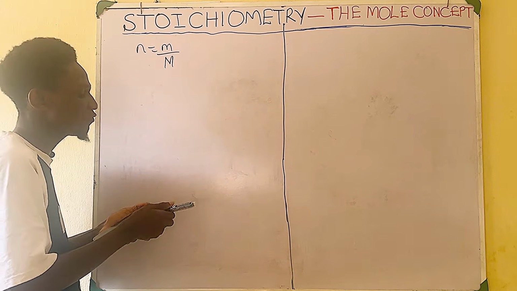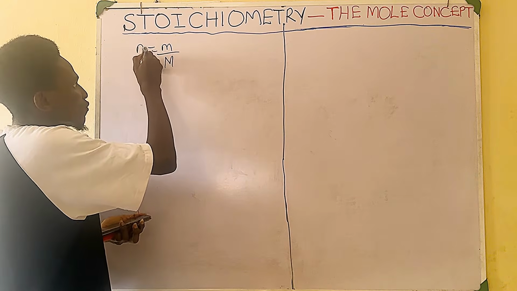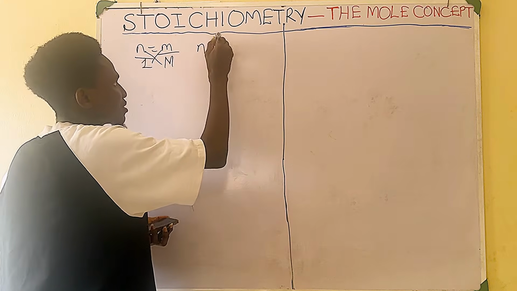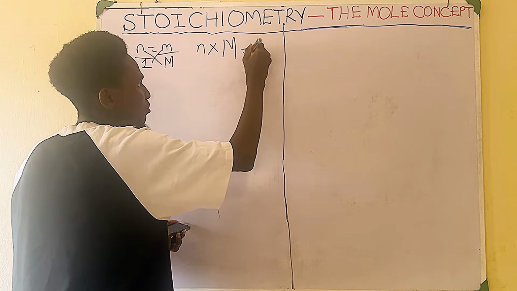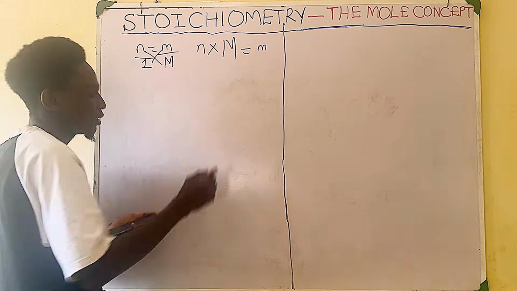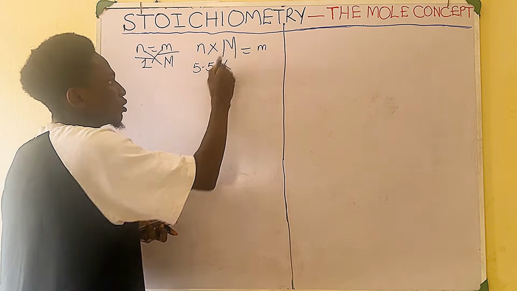So from there now, they gave you number of moles and they say you should look for mass. What do you do? You just simply make this over 1, cross multiply and make M stand alone. Once you cross multiply, you have N times M, the big M, that's molar mass, equals mass. So from there, I can find my mass. Then what is the number of moles now? Number of moles is 5.5, but we don't know the molar mass.